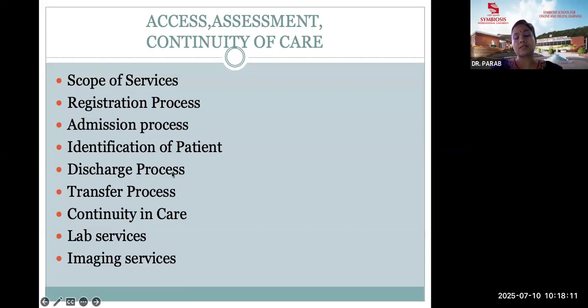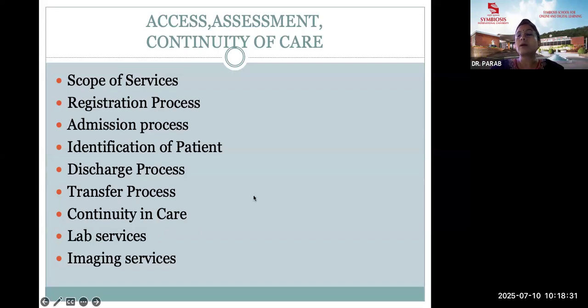When you say process, I mean to say that your hospital needs to have written, documented processes for each of these. It's not that I'm saying something verbally and people are following it. It's not like that. Everything has to be written as documented policies and procedures.